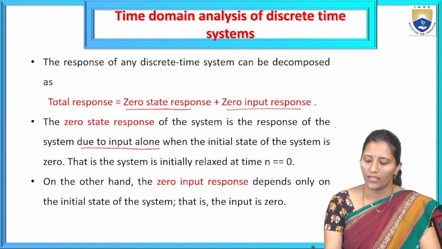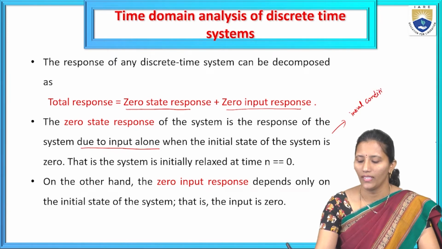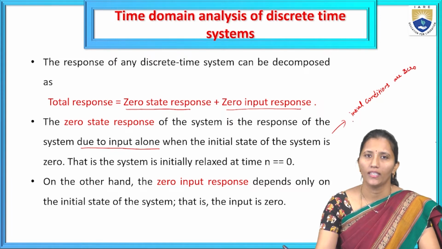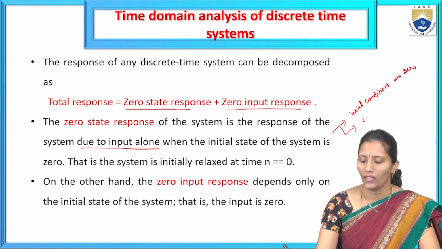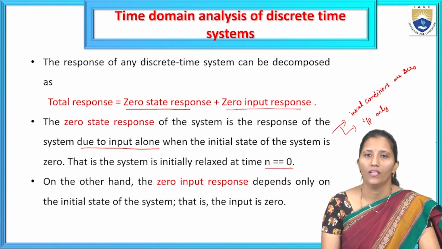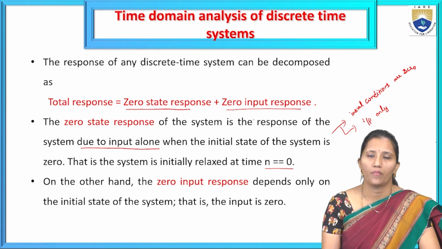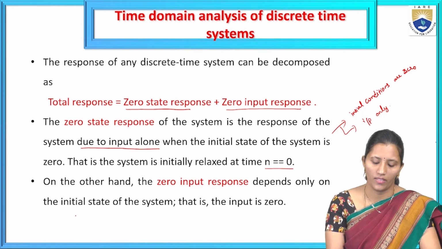So in the zero state response, the initial conditions are 0 and it depends on the input alone. It depends on input only. So the system is initially relaxed at time n equal to 0. So what is a zero input response? The zero input response depends only on the initial state of the system.